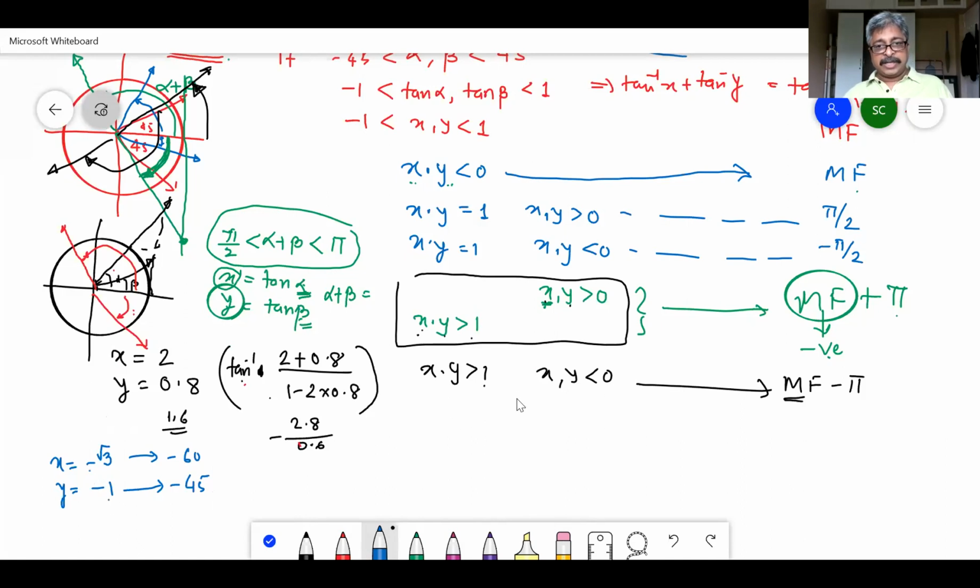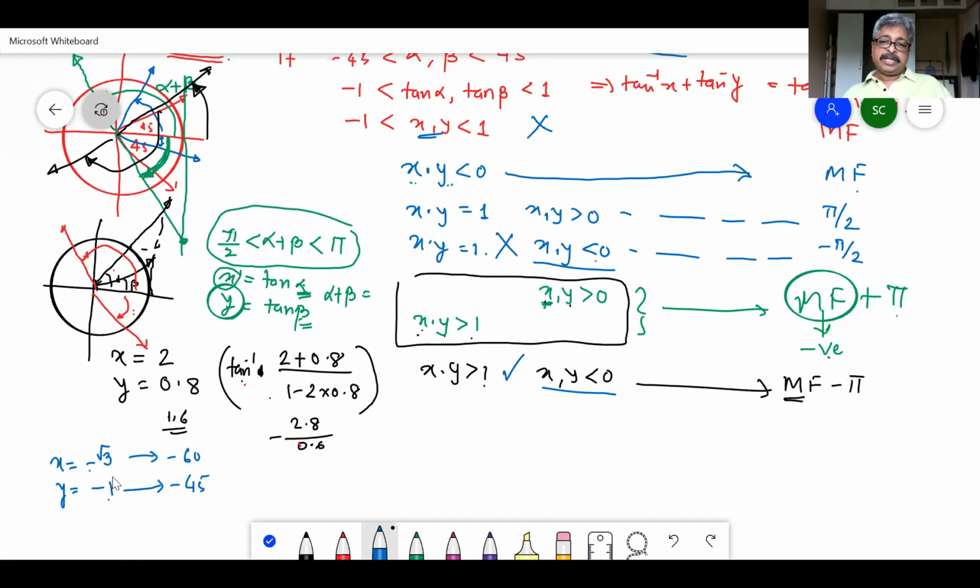X is negative, y is negative. So it is either this case, or this case, or maybe the safe case. One of them. But it is not the safe case, because minus root 3 is not lying in this zone, and minus 1 is also not in the zone, since this is a strict inequality. So this is not the easy case. X into y is less than 0 is not this case, and x into y is not equal to 1, so it is this case.